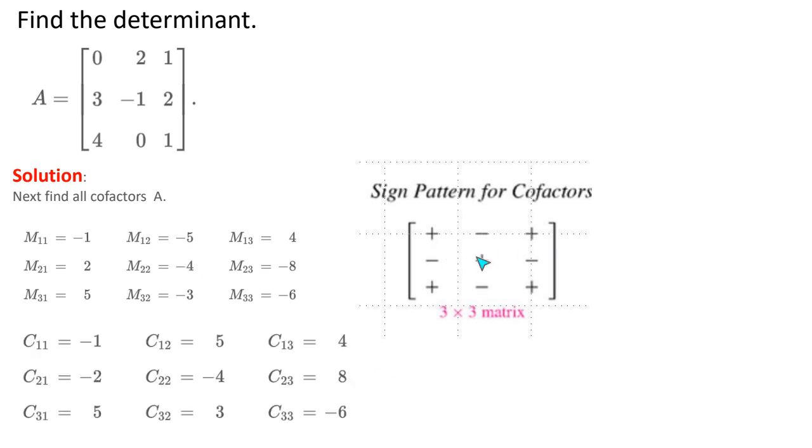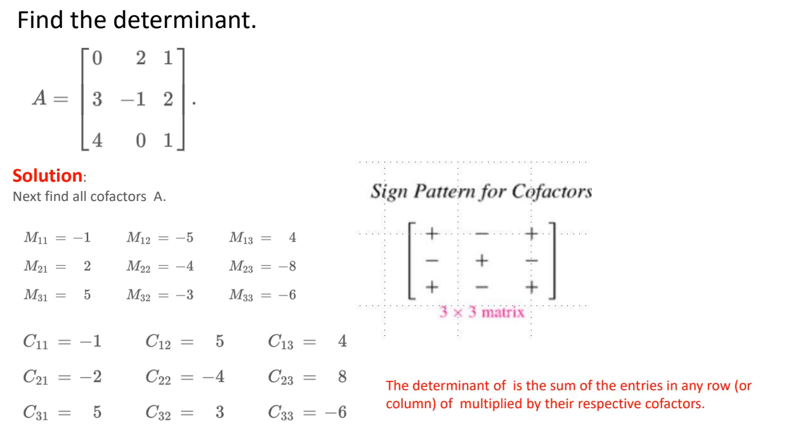Negative and positive will be negative. Negative and negative will be positive. 5 times a positive will be positive. Negative 3 times a negative is positive. Negative and positive is negative. So these are cofactors. Now to get the determinant, let me go back.